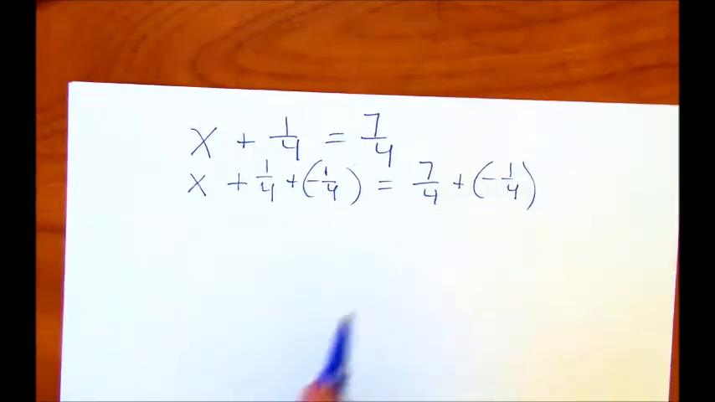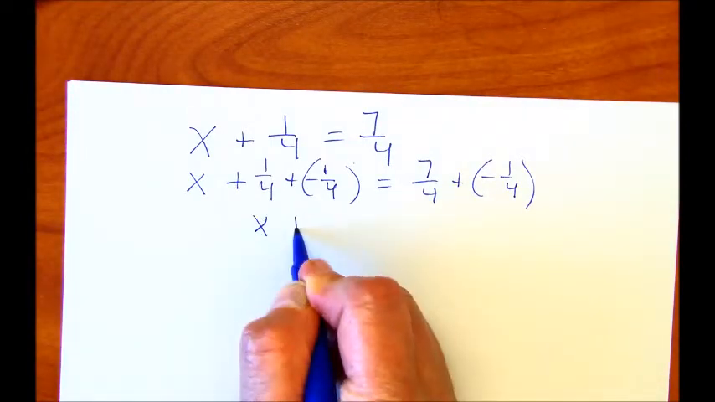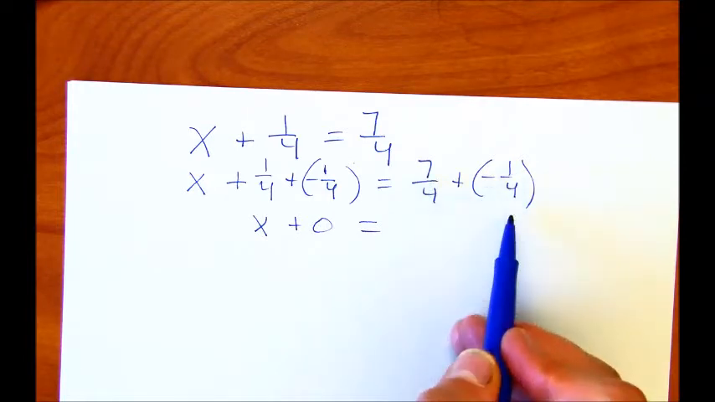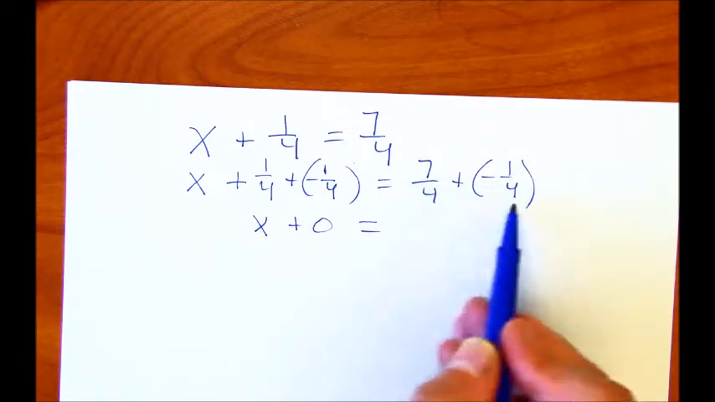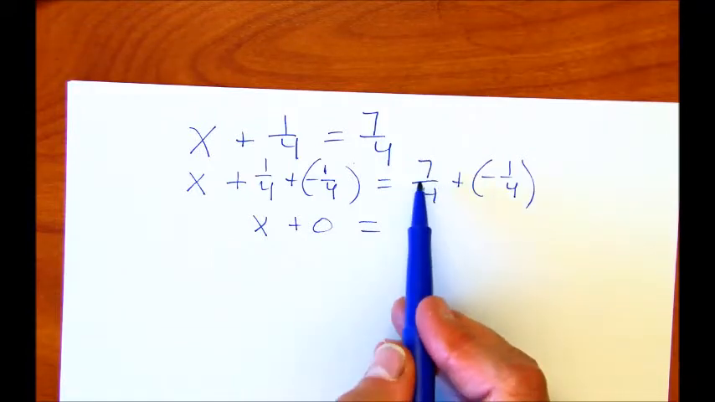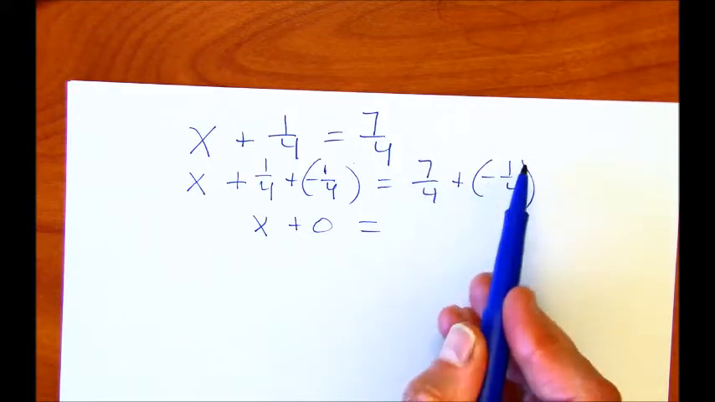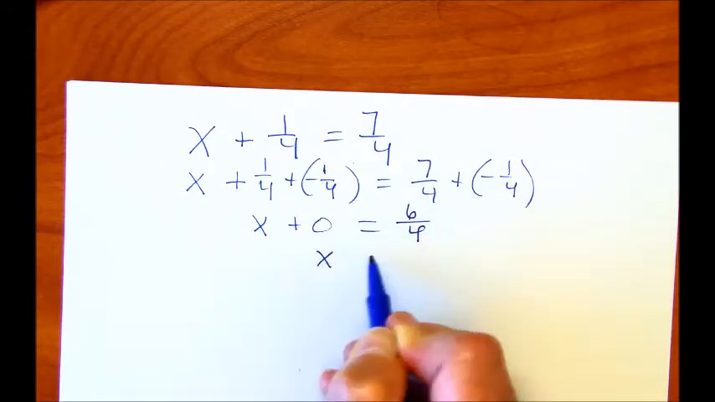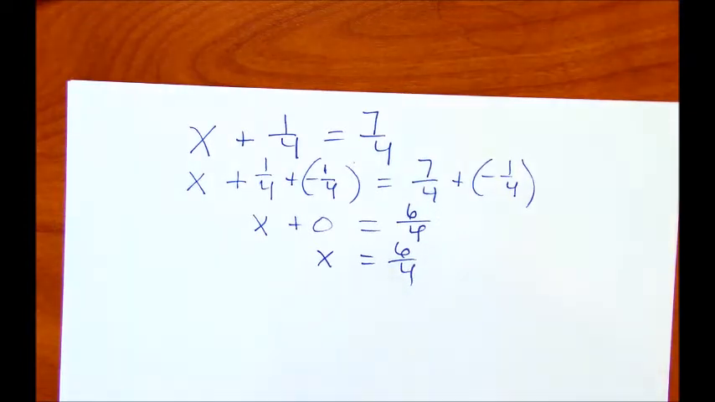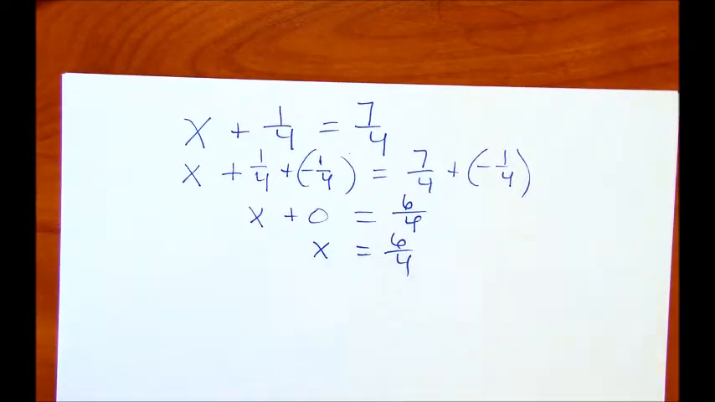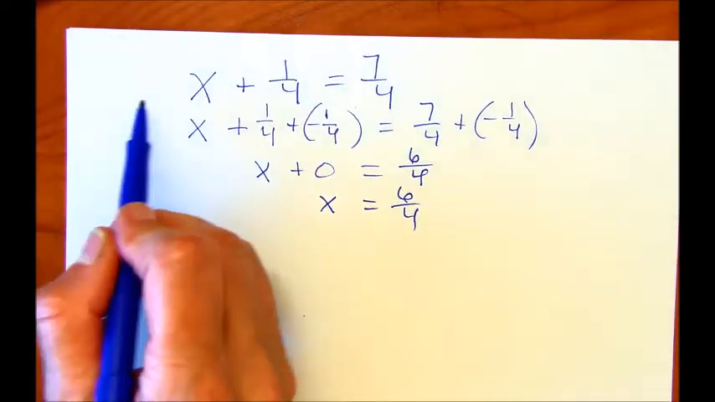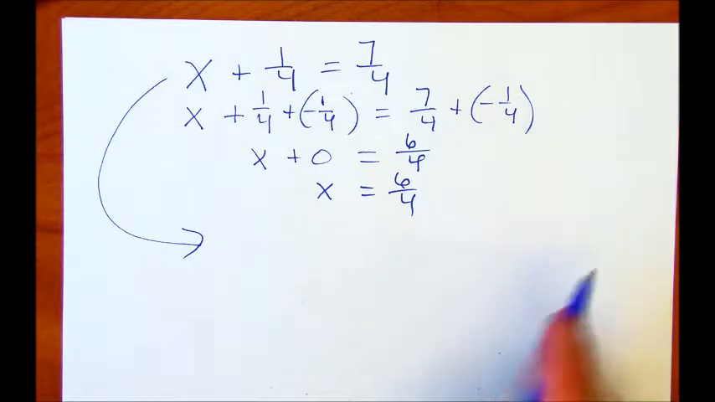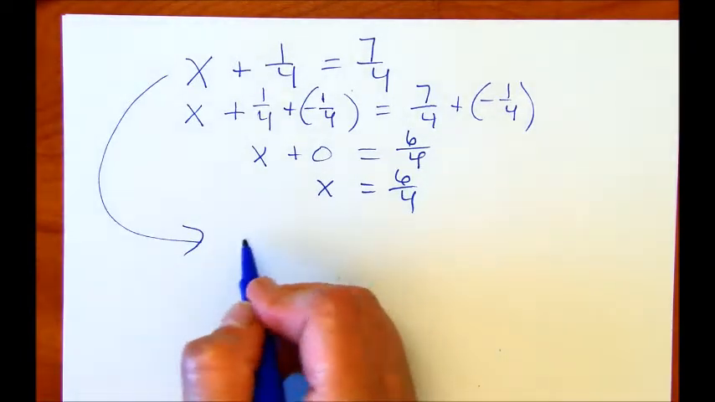All right, and then we get x plus 0, and then 7/4 plus a negative 1/4. When we have common denominators, we're going to just add 7 plus the negative, which is 6/4, positive 6/4. So x equals 6/4. And then, of course, we would plug it in and check. But let me show you another way. I'm going to rewrite this, and then I'm going to show you another way to write it out. And then you can decide which way you want to do it.